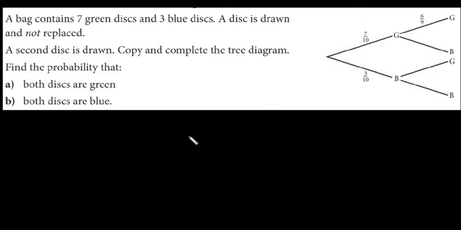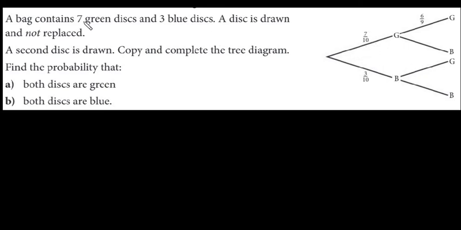Third example, this is our last example. A bag contains 7 green discs and 3 blue discs. A disc is drawn and not replaced. A second disc is drawn. Copy and complete the tree diagram. So the tree diagram is already given here, as you see. In the first, we can get a green disc or a blue disc. And then in the second, we can get a green disc or a blue disc. Or if we get a blue in the first, in the second, we can get a green disc or a blue disc. Okay? So now, we are going to complete this tree diagram first.